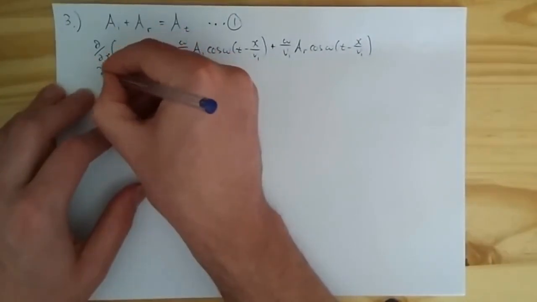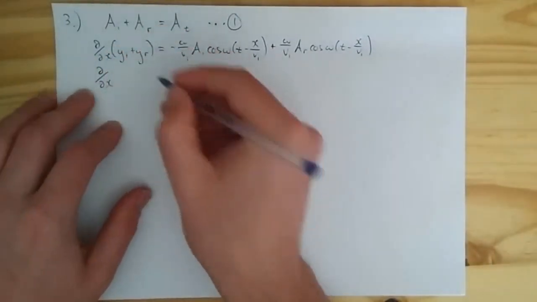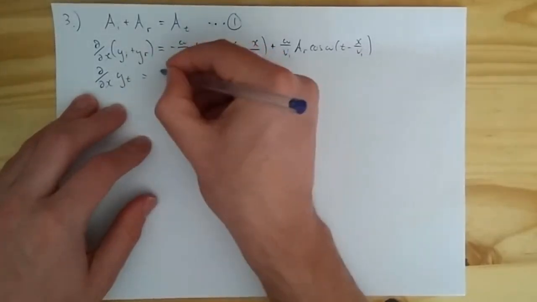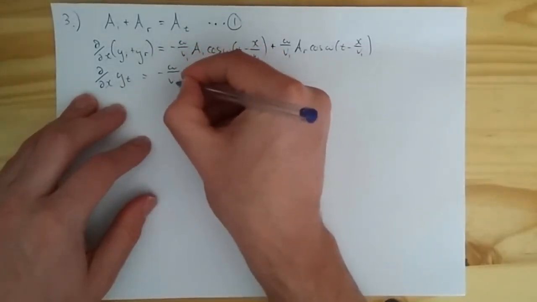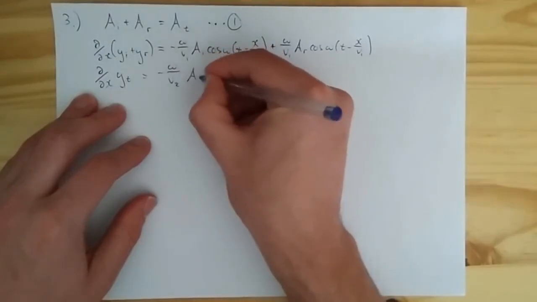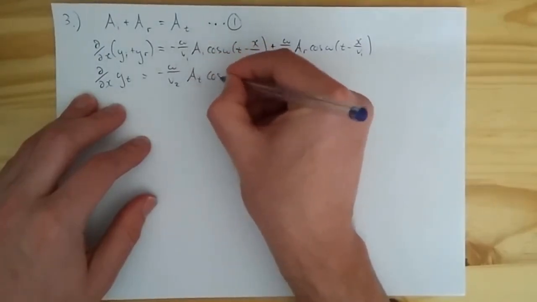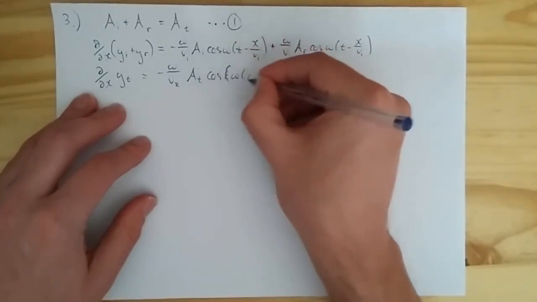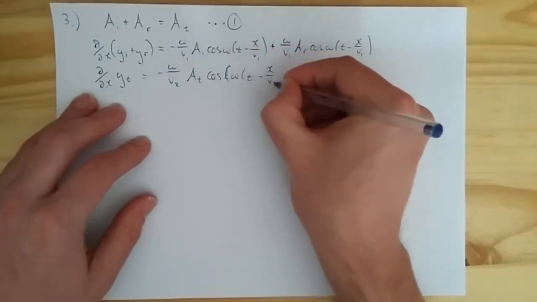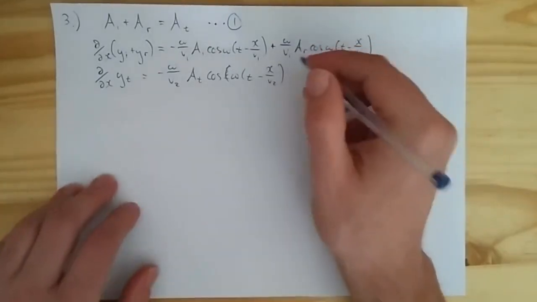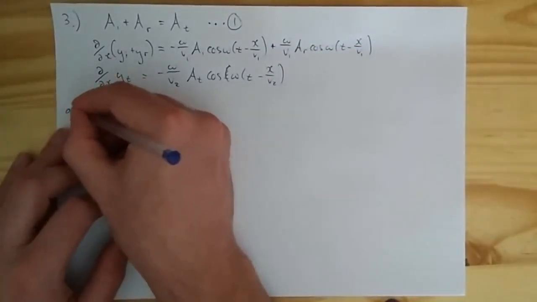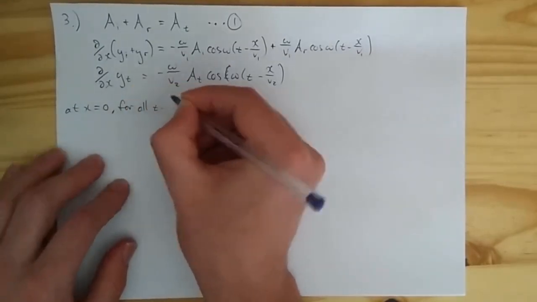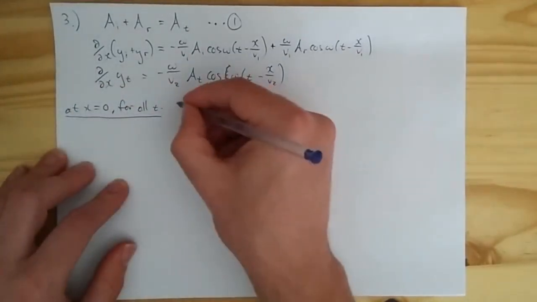Okay, and that should be equal at x equal to 0 for all t to this partial derivative minus omega over v2 at cosine omega t minus x over v2. Okay, and this must be at x equal to 0 for all t. So at x equal to 0 for all t, these two must be the same.